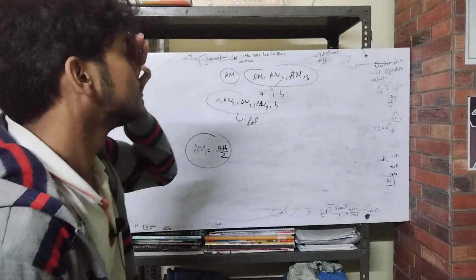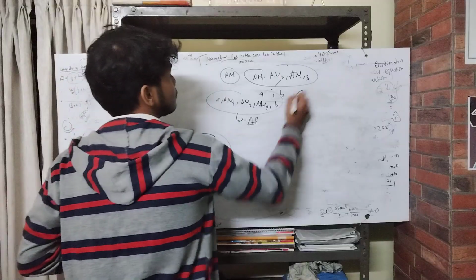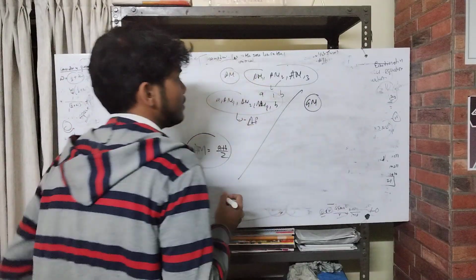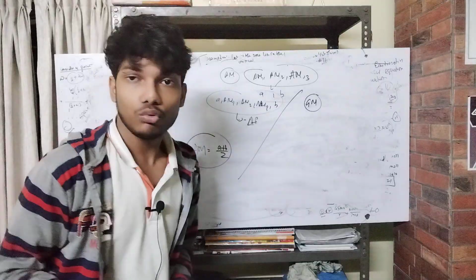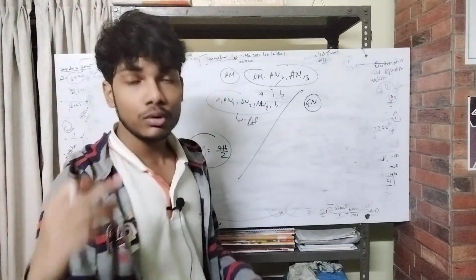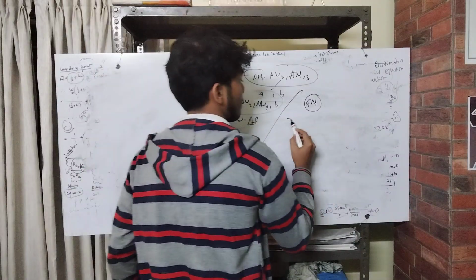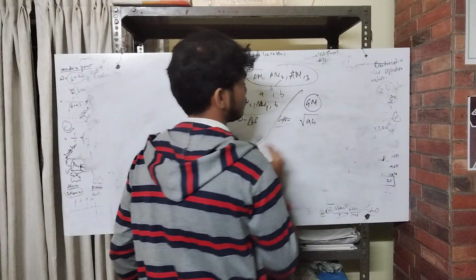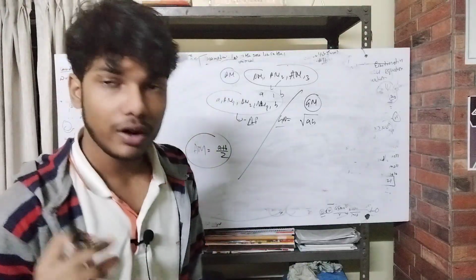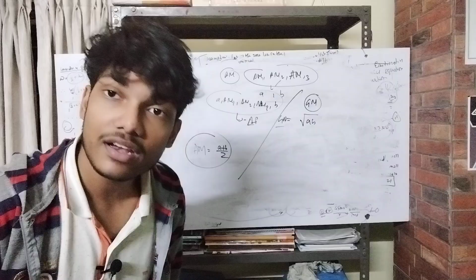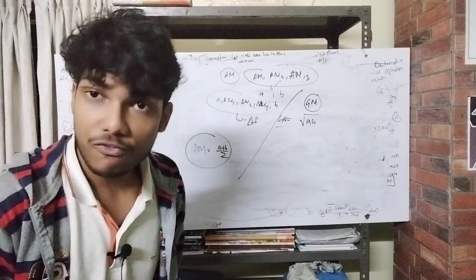Now about the geometric mean. The geometric mean of two terms, just like in AP, is root over ab. Okay, so this is the geometric mean of two terms. Remember, it is not the geometric mean between a and b, it is the geometric mean of a and b.